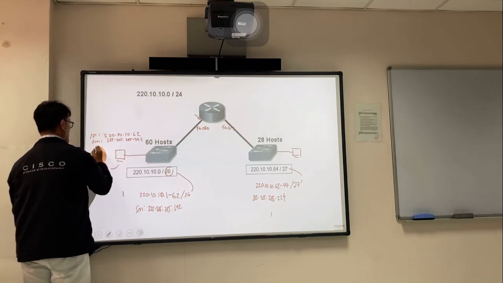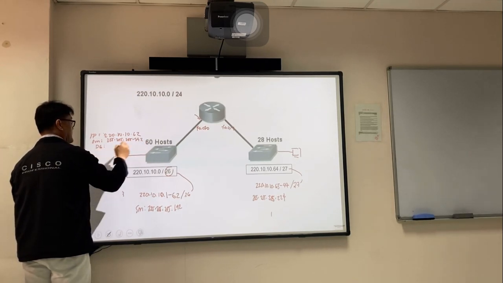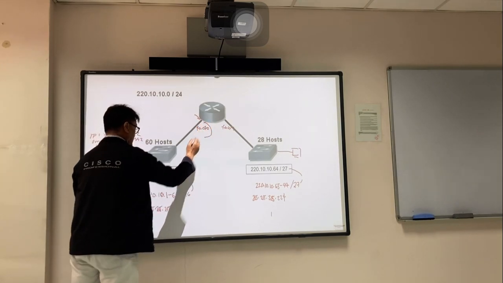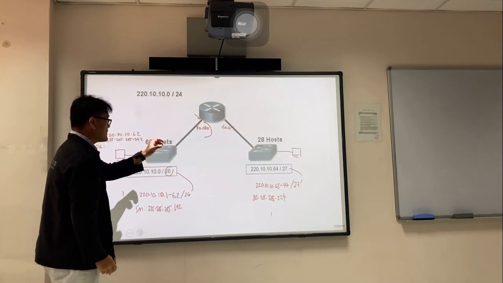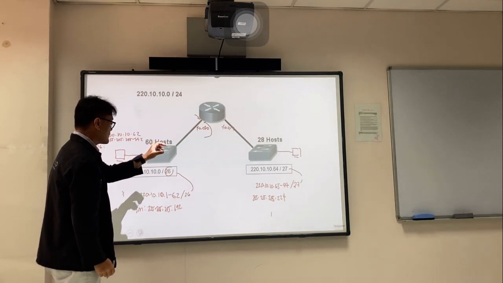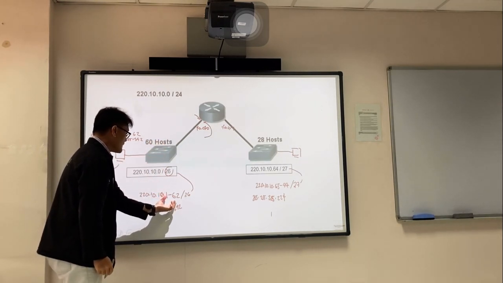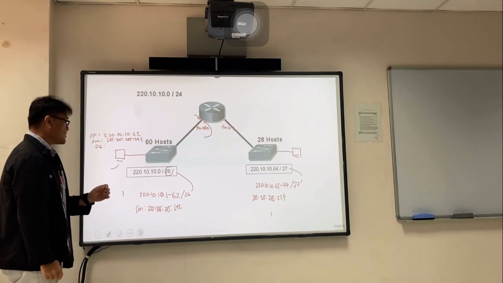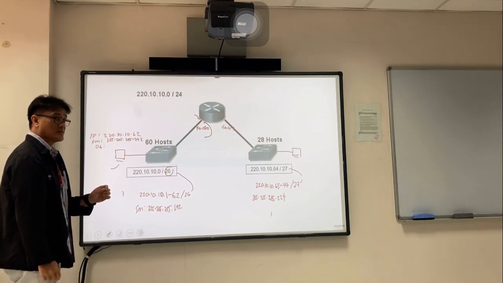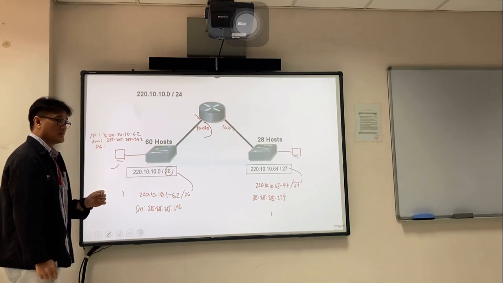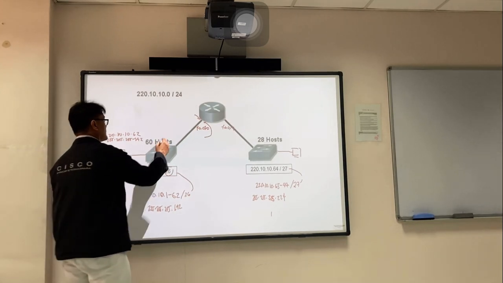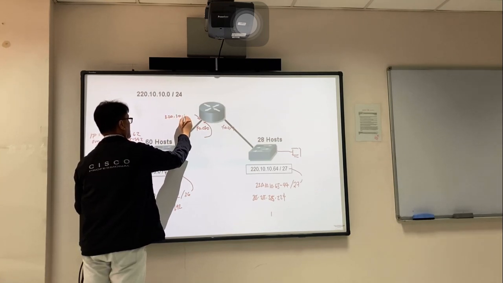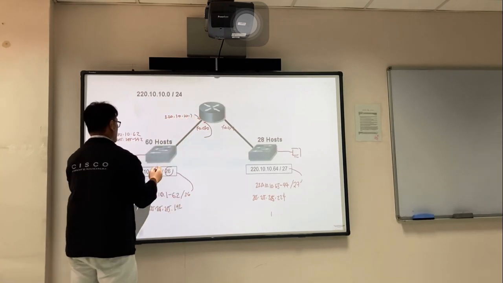And finally, the default gateway, which is the IP address of the router, which we have to assign also here. You have to assign an IP address on the fast Ethernet interface of the router, and it can come from anyone from this range. But if I ask you, can you please assign the first usable IP address to the fast Ethernet interface? What would that be? 1. Okay, so I'm going to assign here 220.10.10.1. And the subnet mask is the same.